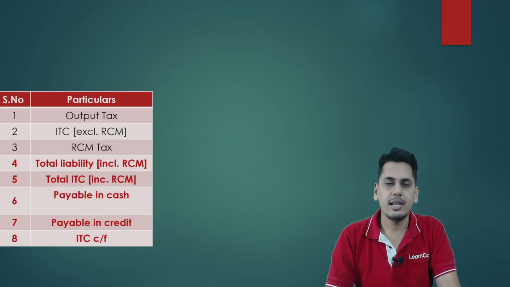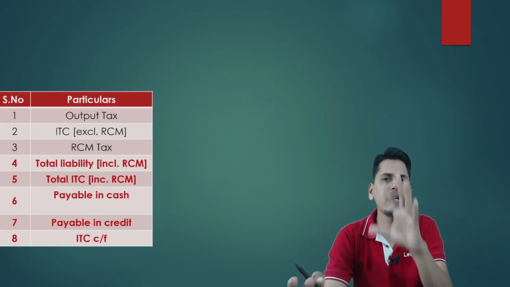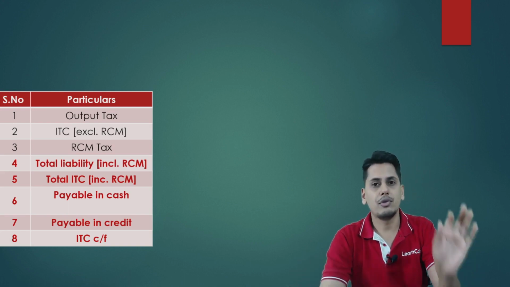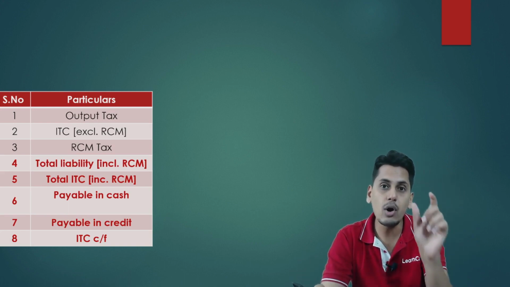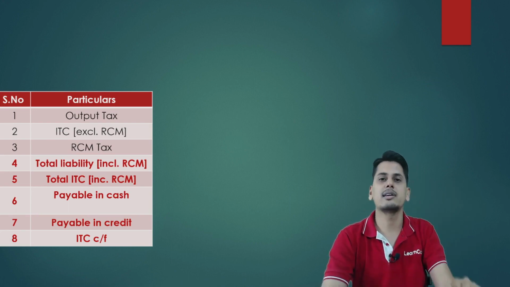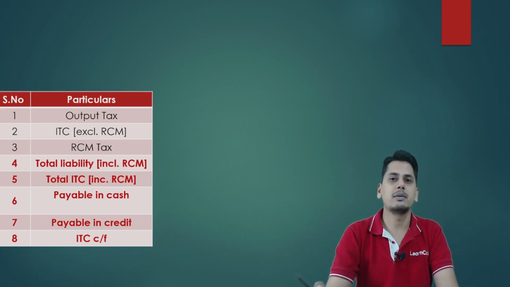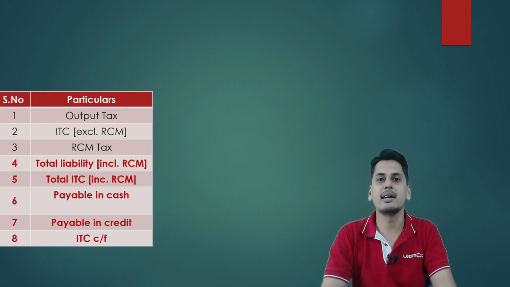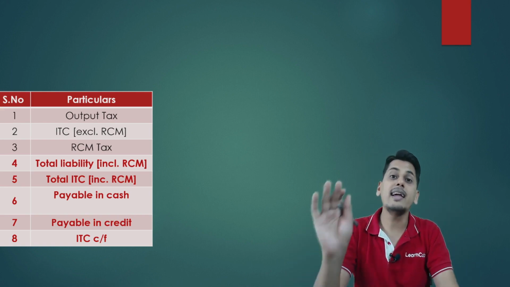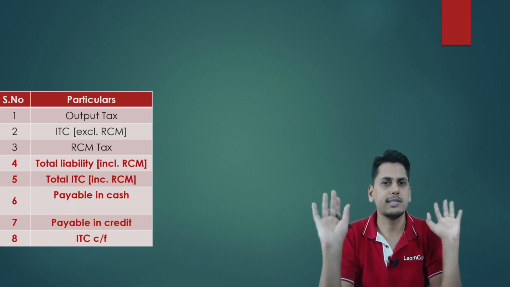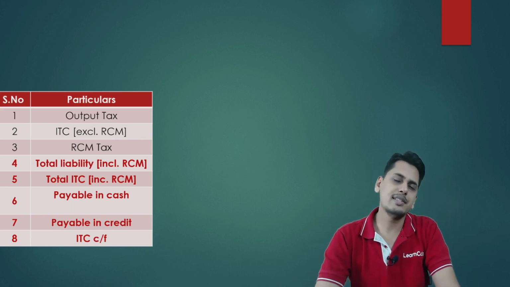Now friends, let's take an example. I am sure by now the base concept of 86B would have already synced inside you. It says that for a registered person whose value of taxable supplies other than exempt supplies and zero rated supplies exceeds 50 lakh rupees, that registered person will not be in a position to utilize input tax credit in excess of 99% of output tax. It is so simple. Now friends, let's take an example.